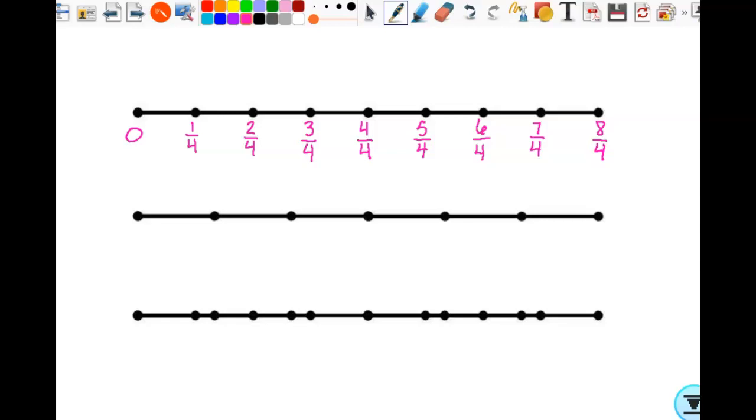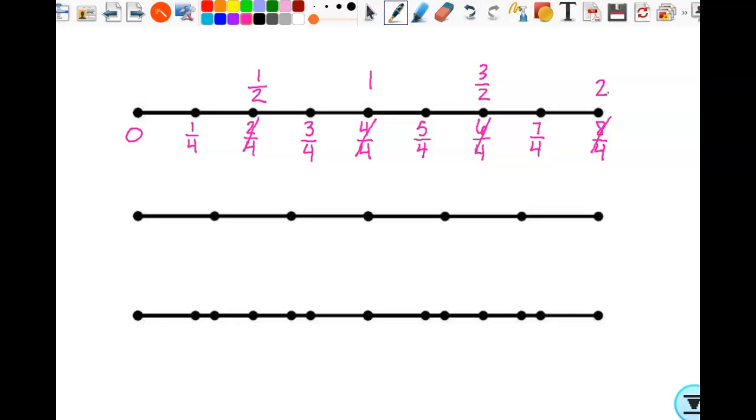Now, are all of these numbers in the best form they could be in? No. So even as we're counting, we can say, okay, 0, 1/4, 2/4, which I know is 1/2. Then 3/4, 4/4, which I know is 1. 5/4, 6/4, which I know is 3/2. 7/4, 8/4, which I know is 2.